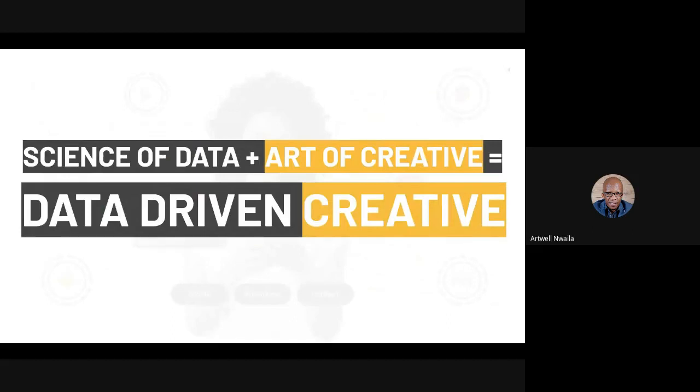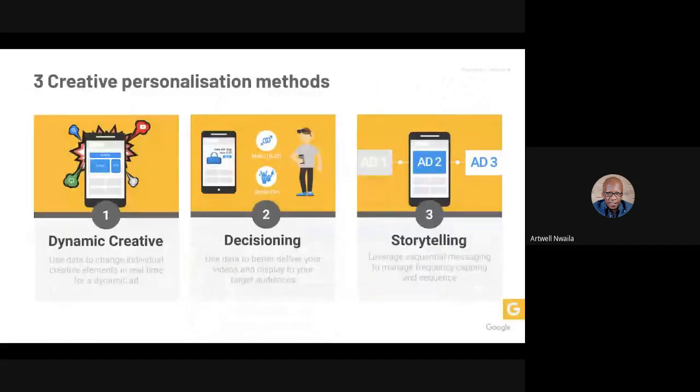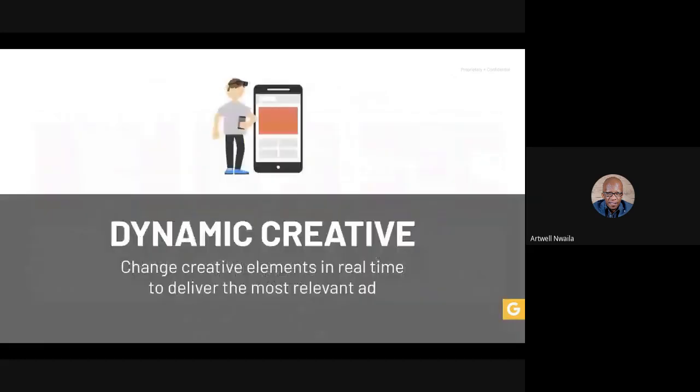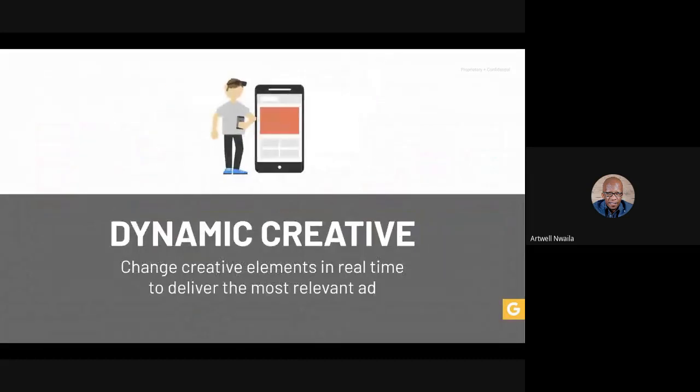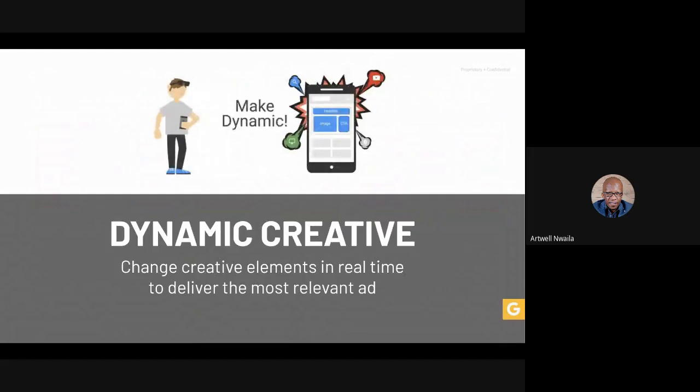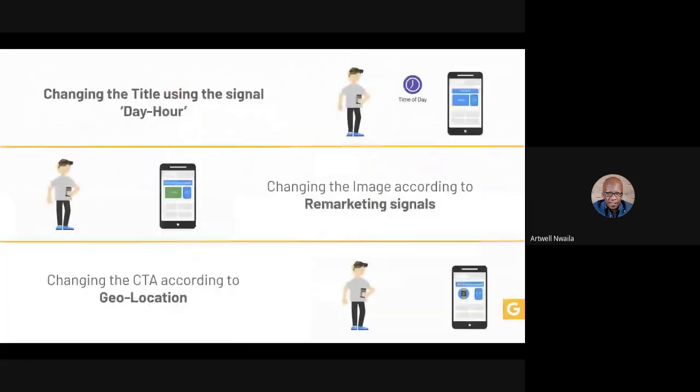And in order to do data-driven creative, you need specific tools to do that creative. And we'll show you later on when we demo, myself and Marcel. So there are three personalization methods that you can use to build data-driven creative. One being dynamic creative, which I'll jump into the detail in the coming slides, decisioning and storytelling. So dynamic creative, so changing relevant elements in real time to deliver the most relevant ads. I'll give you a few examples just so you can get an understanding of what I'm talking about.